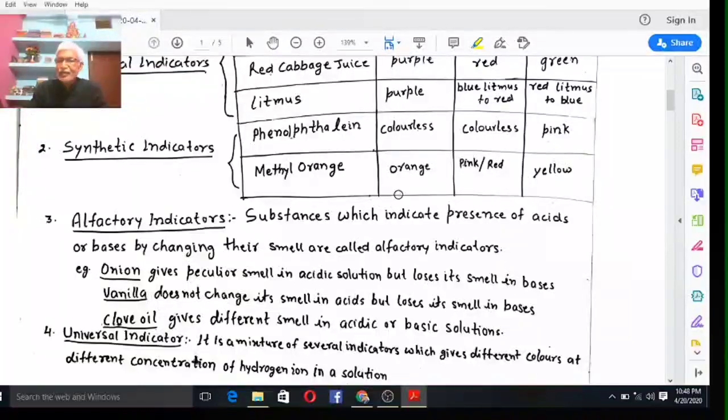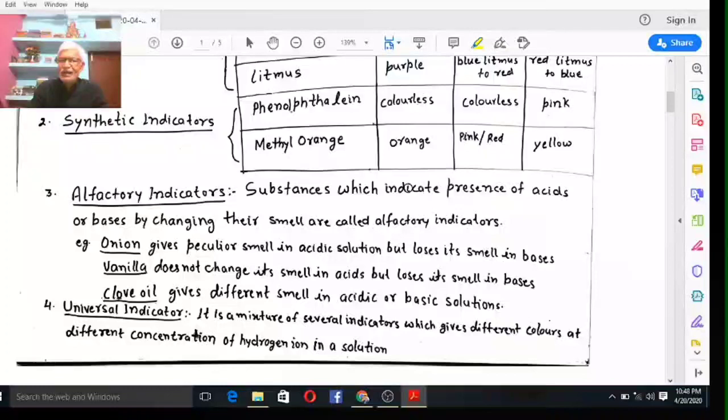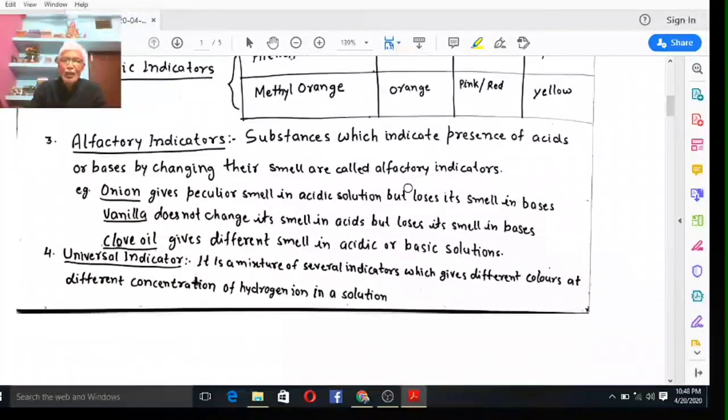These are the indicators generally used in our laboratory: litmus, phenolphthalein and methyl orange. Besides these, there are other indicators known as olfactory indicators. Substances which indicate the presence of acids or bases by changing their smell are called olfactory indicators.